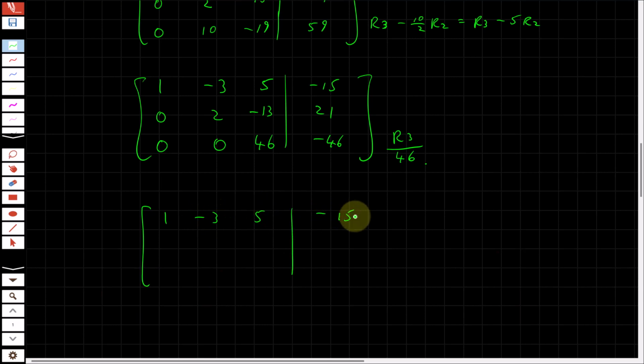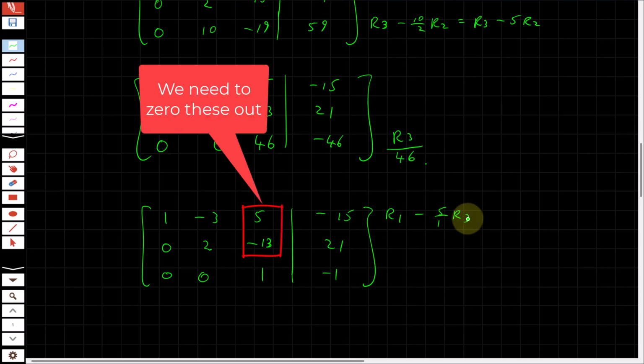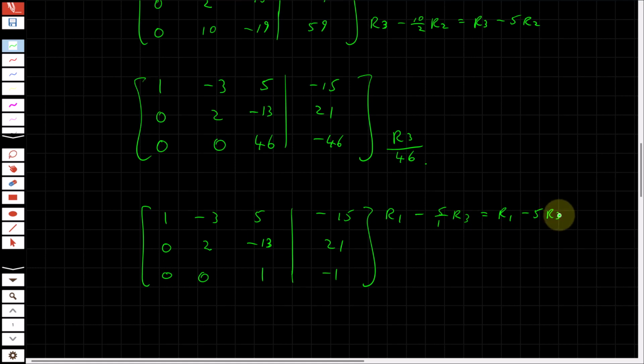So we need to divide through by 46 to get that leading value in row 3 to a 1. So that gets that 46 to 1 by multiplying by 1 over 46. Now we need to 0 out above the leading number in row 3, so the negative 13 and the 5 need to be zeroed out.